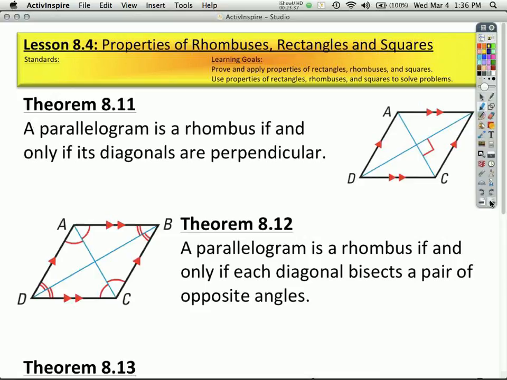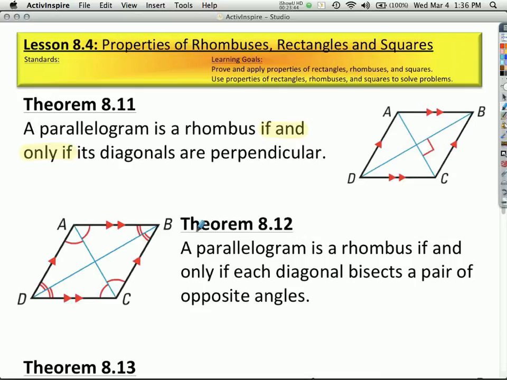A parallelogram is a rhombus if and only if its diagonals are perpendicular. So that also works in reverse. But let's not worry about that so much. Let's just understand that if you have a parallelogram and you are able to prove or show that its diagonals form a right angle, then that means it must be a rhombus. If it's not a right angle, then you would just call it a parallelogram.